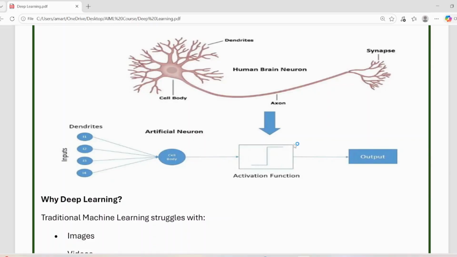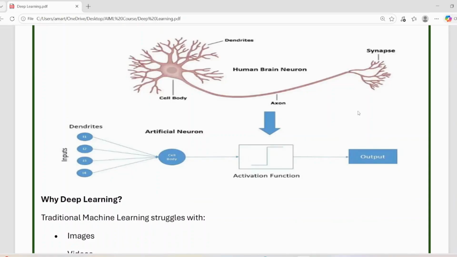Okay. Now, third part, activation function. Here the neuron decides: should I pass the signal forward or not? Here neurons decide in the activation function. Basically, activation functions introduce non-linearity. Because of the activation function, deep learning models learn complex patterns. Okay, now fourth part is your output.